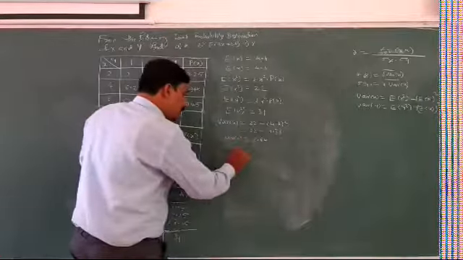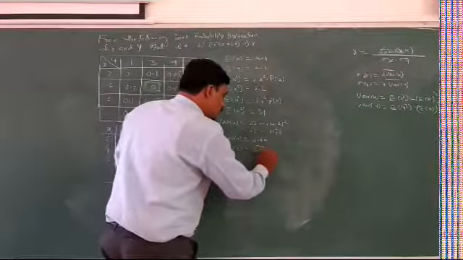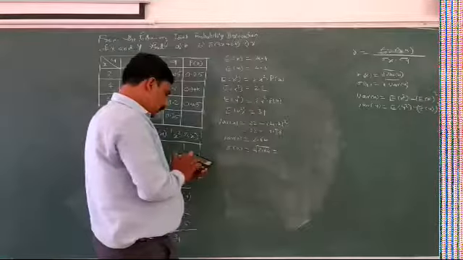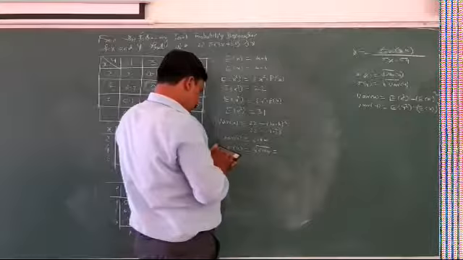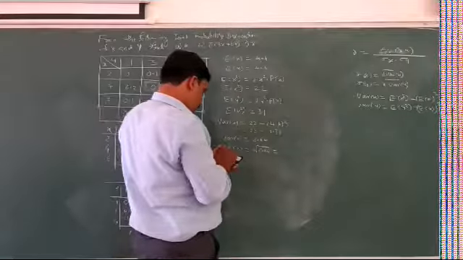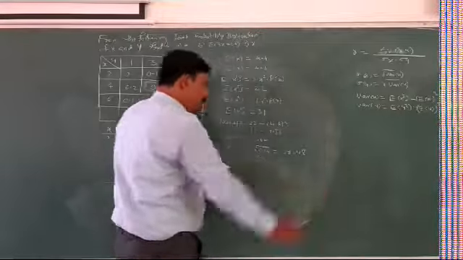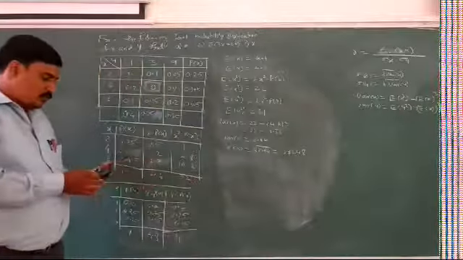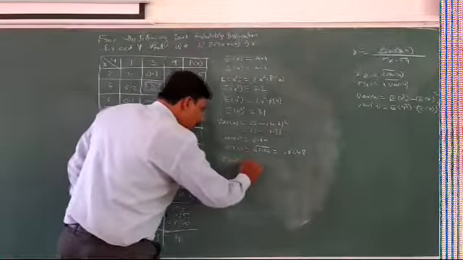Now sigma x is equal to root of 2.64. So root of this value is 1.6248. Now next, variance of y.